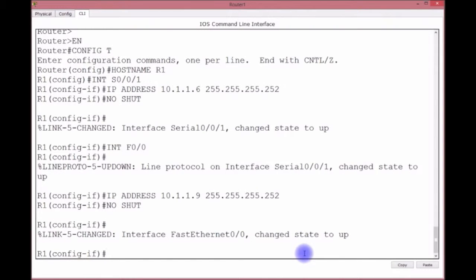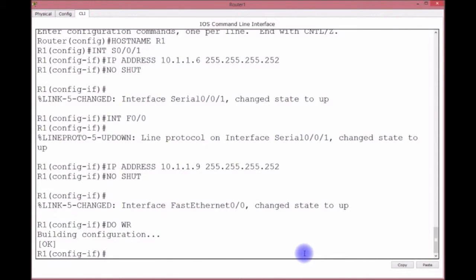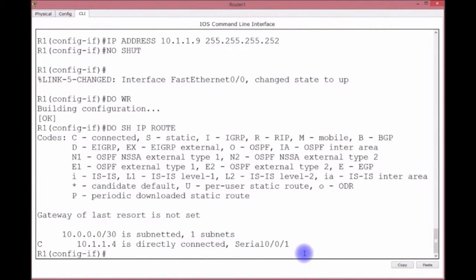And then we'll do right from here, do WR, and we'll do a do show IP route. Okay. And you can see we're connected to the 10.1.1.4 network, right, which is between router 0 and router 1, because again, we have to do the other router, router 2, in order to connect the 8 network. All right, so we're good to go so far.